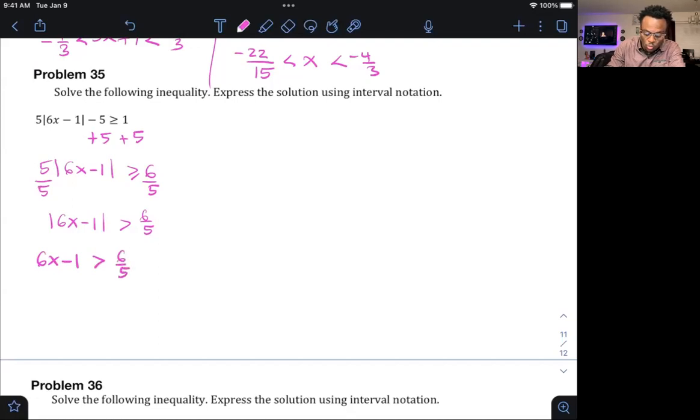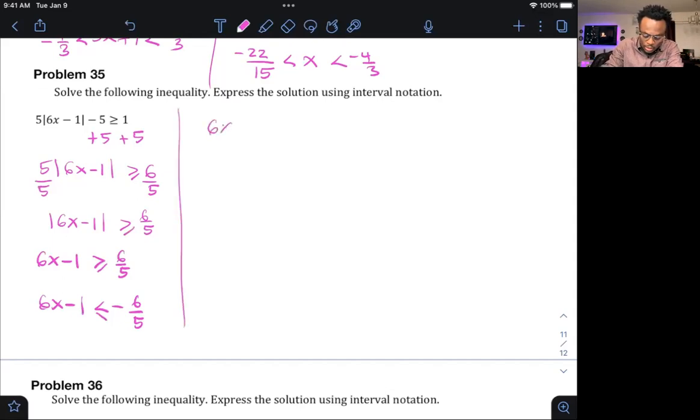And then that's case 1. The other one would be 6x minus 1 is less than or equal to negative 6 over 5, right? It's greater than or equal, and then that's less than or equal. Yes. Okay. And now let's solve them each.